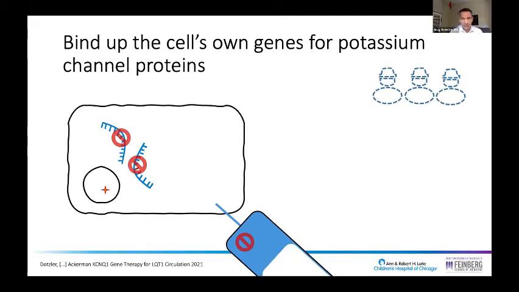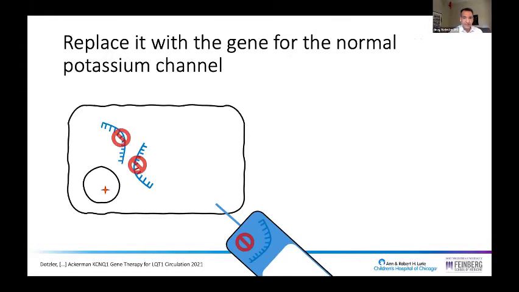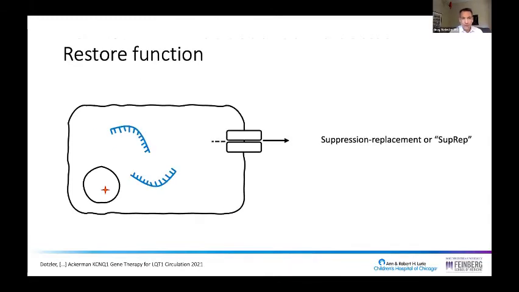In other words, the first step in this gene therapy is to induce the loss of function, to change from a dominant negative function to a loss of function type cell. And then in the same syringe, and in fact, in the same adenovirus vector, to replace it with the gene for normal potassium channel function. And then what you end up with is a cell that is now able to make normal potassium channels. And the authors of this study call this suppression replacement, or SupRep therapy.